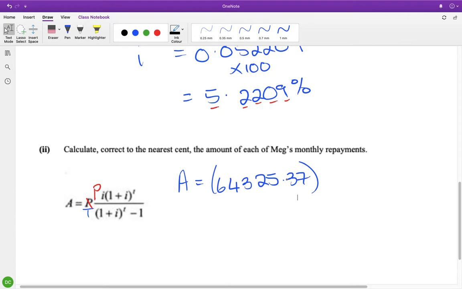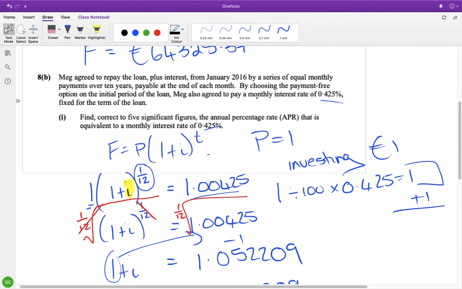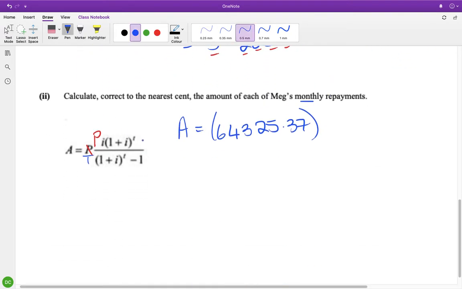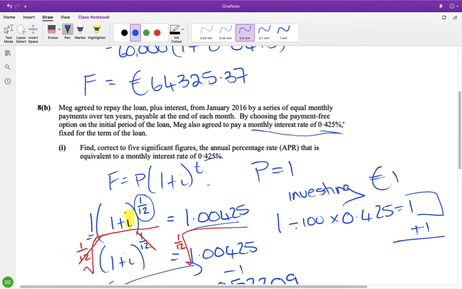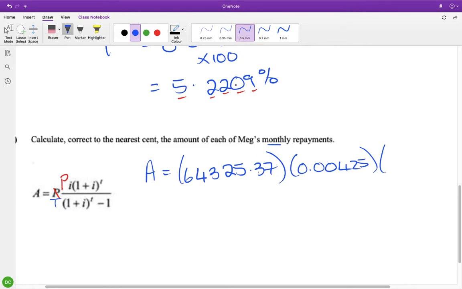The interest on the loan, so here we're talking about months, so the monthly interest rate is 0.425. Again, when it goes in here, it has to go in as a decimal, so it's 0.00425, because to turn a percentage into a decimal, you need to take that number and divide it by 100. Okay, so that's where that's coming from. Next part is 1 plus I. So it's going to be this plus 1, so it's 1.00425.